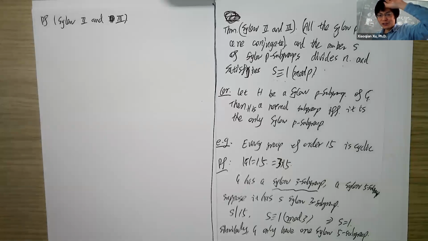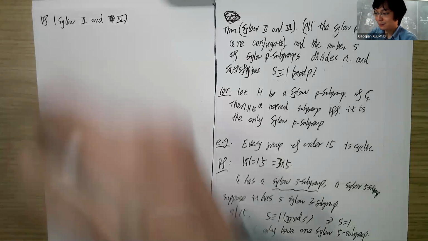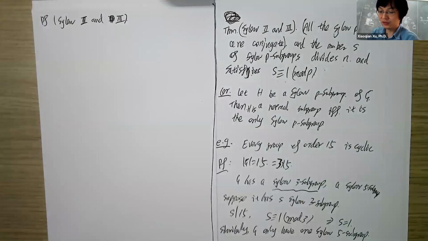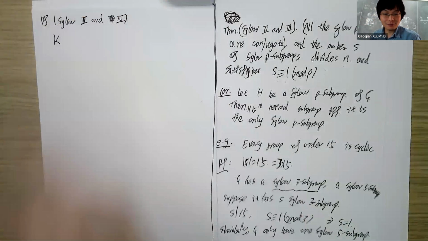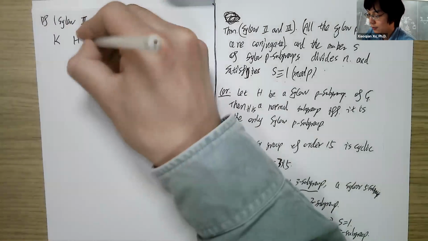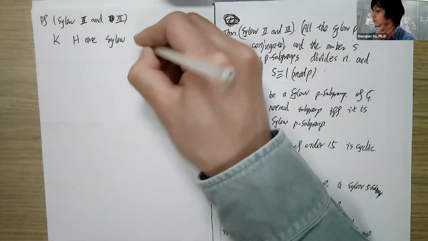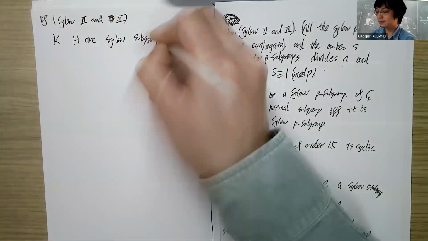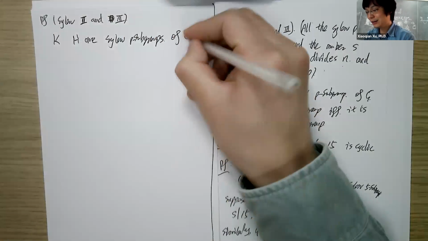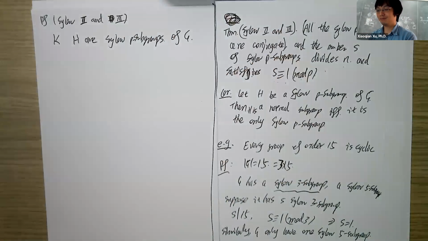So how can we show that all the Sylow P groups are conjugate to each other? Well, this is not so easy to think. So suppose you have two Sylow subgroups, K and H, Sylow P subgroups of G. Then how can we show that they are conjugate to each other? That's not easy.